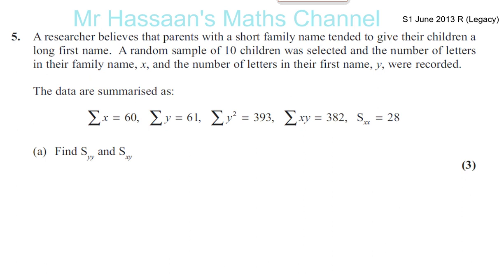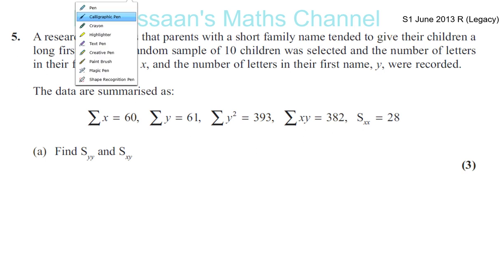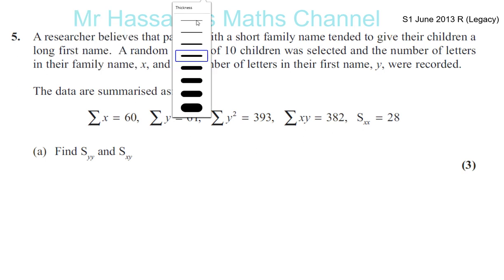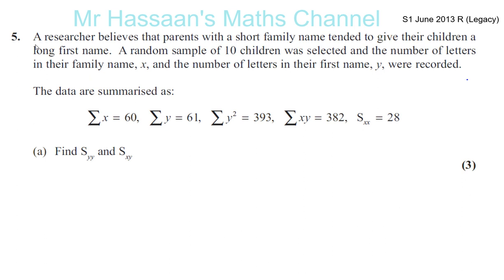Okay, so now we have question number 5 from S1 June 2013, a replacement paper from the legacy papers, not from the IAL, from the GCE papers. Now in this question, a researcher believes that parents with a short family name tended to give their children a long first name. A random sample of 10 children was selected, and the number of letters in their family name, X, and the number of letters in their first name, Y, were recorded.